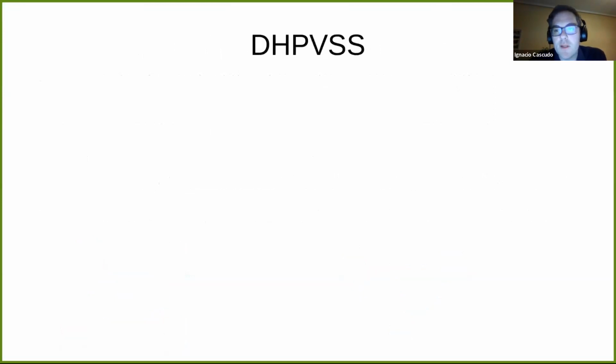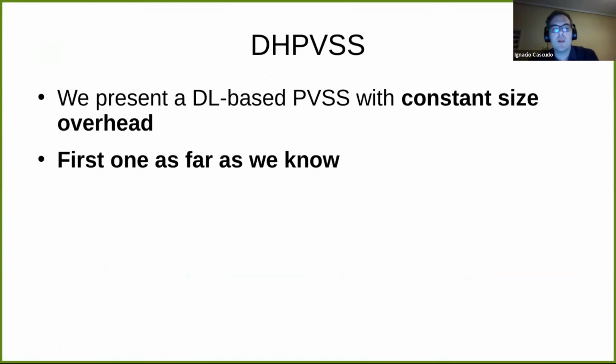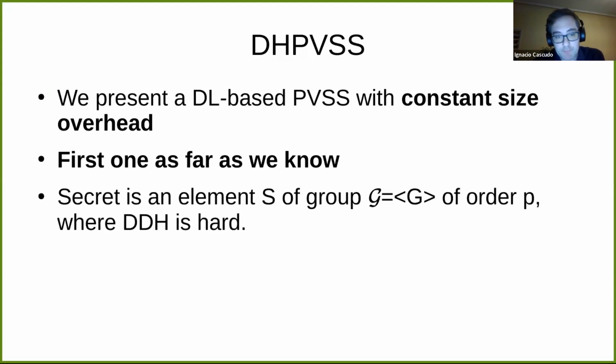And so finally we have this new secret sharing scheme that, as we say, is the first publicly verifiable secret sharing scheme that has a constant size overhead, meaning that the size of the proofs that we are sending of correct sharing are independent, or their length is independent, from the number of shares. And this, as I say, can be interesting for other applications like randomness beacons.